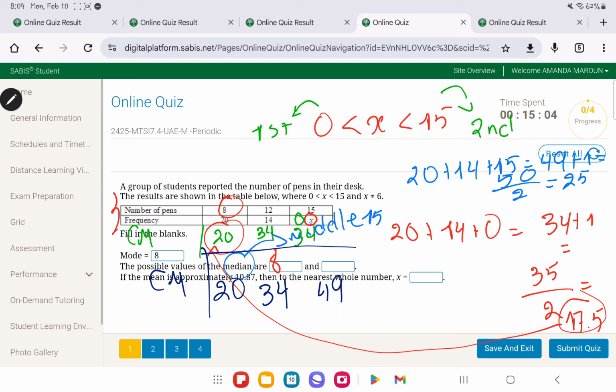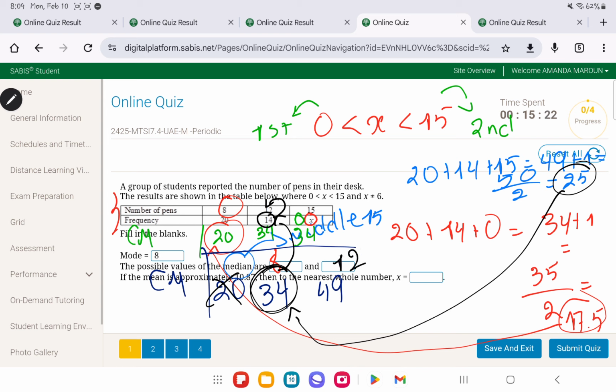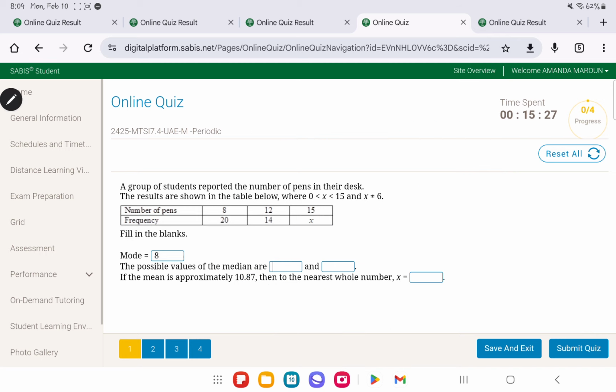Okay? So our value is 25. It fits into this number over here, 34. 34 is bigger than 25. However, 20 is less, so we're not going to take it. Instead, we're going to take 34. And that leaves us with 12 being the second median. So the possible values of the median are either 8 or 12.